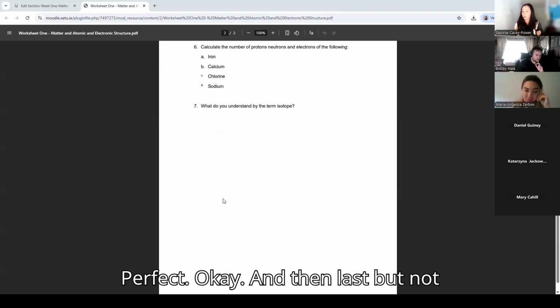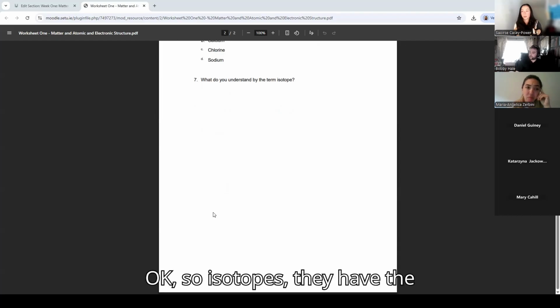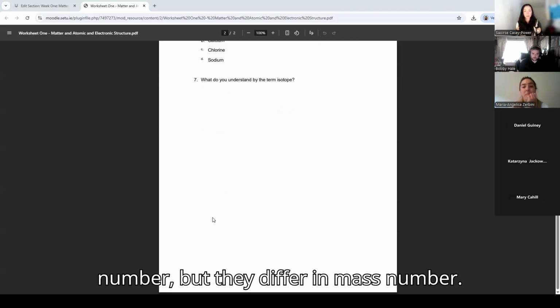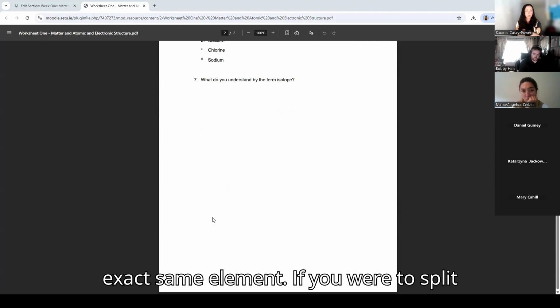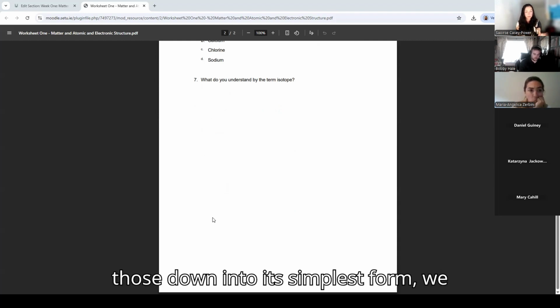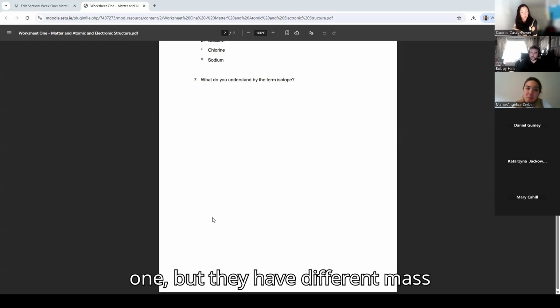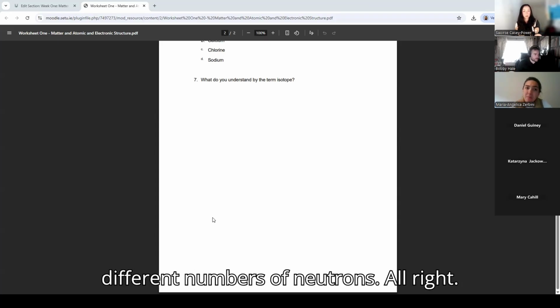Perfect. And then last but not least, we have what you understand by the term isotope. Isotopes have the exact same atomic number. They're elements where all of the atoms have the same atomic number, but they differ in mass number. So they're still the exact same element. If you were to split those down into the simplest form, we still have atoms that have the same atomic number in each one, but they have different mass numbers, which means they have different numbers of neutrons.